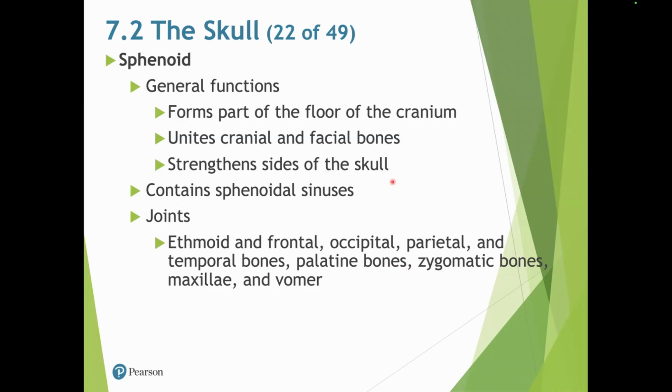The joints that it makes are with the ethmoid bone, the frontal, occipital, parietal, temporal, palatine, zygomatic, maxillae, and the vomer. Wow. It has articulations with a lot of bones.